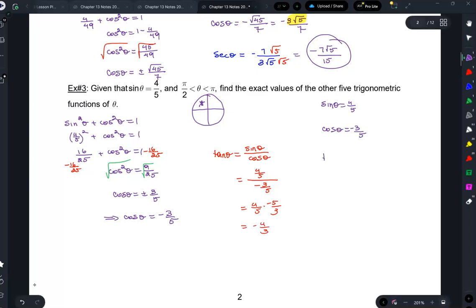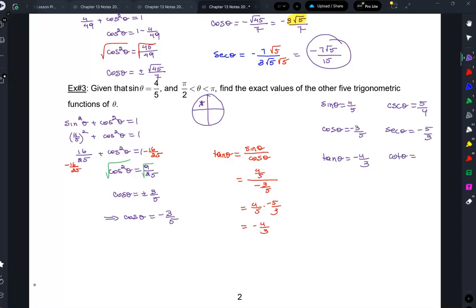Okay? You have to show me this. You have to show the work. You have to justify your answer. Then, do we know the rest? Cosecant of theta is the reciprocal, 5 over 4. Secant is the reciprocal. Cotangent is the reciprocal.